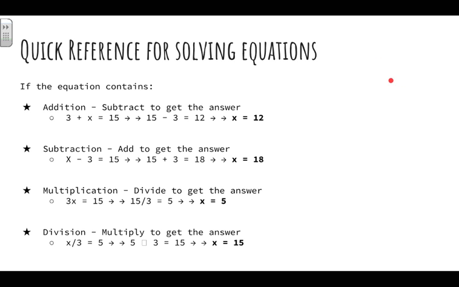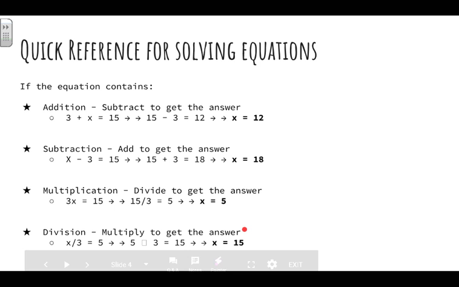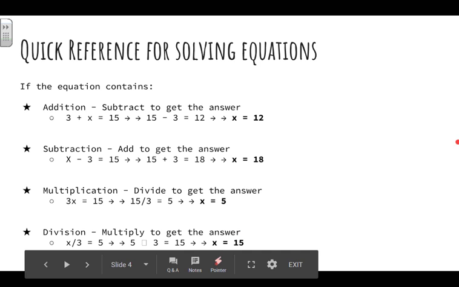I give my students this quick reference guide for solving one-step equations. If it's an addition equation, you'll subtract to get the answer. If it's a subtraction equation, you'll add to get the answer. If it's a multiplication equation, you'll divide to get the answer. And if it's a division equation, you'll multiply to get the answer. So that's just something to keep in mind.